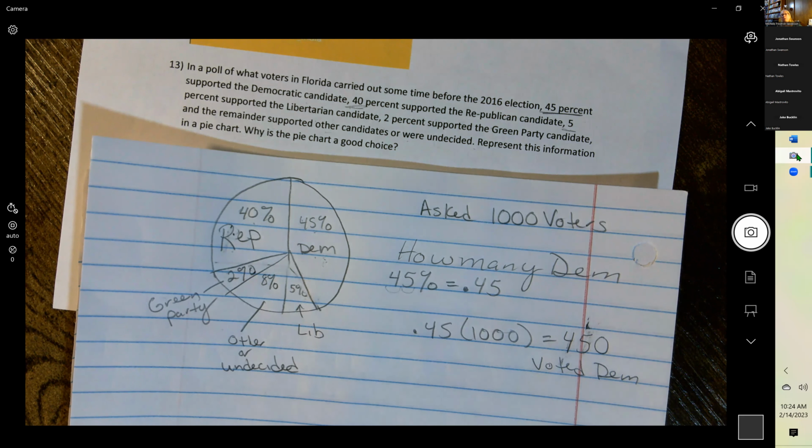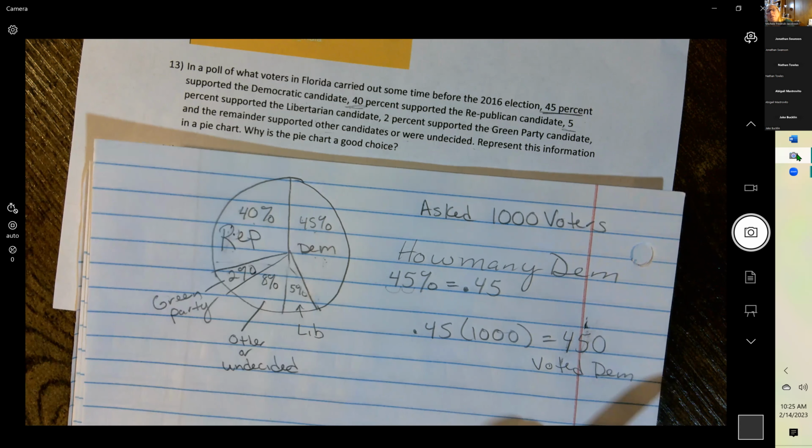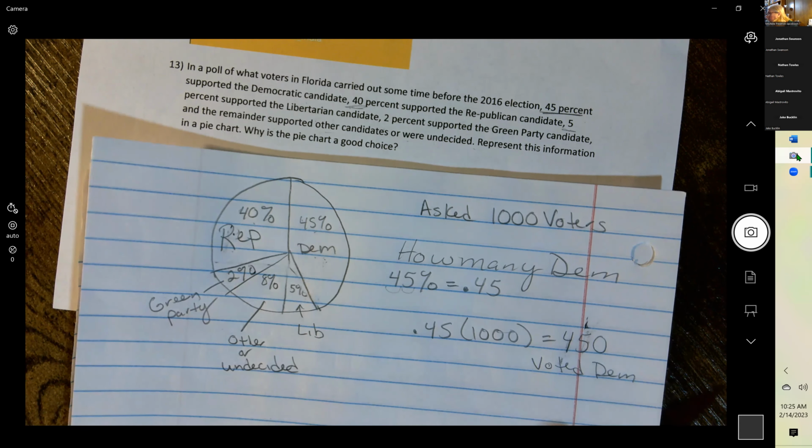So the pie chart was good for this example because pie charts should be written as percents. Sometimes you'll see the numbers in them, but then they're not being properly used. They should be percents. Any questions on that one?